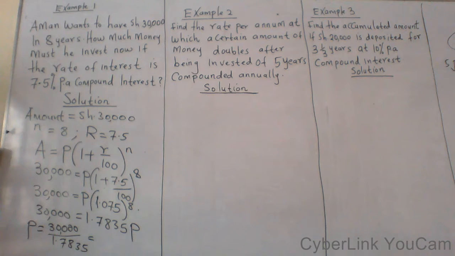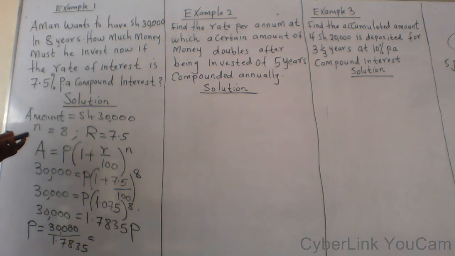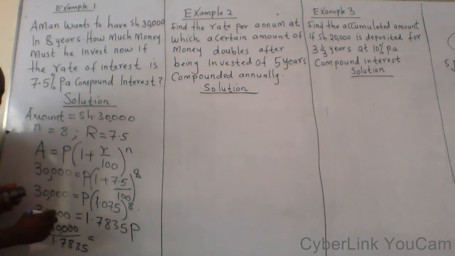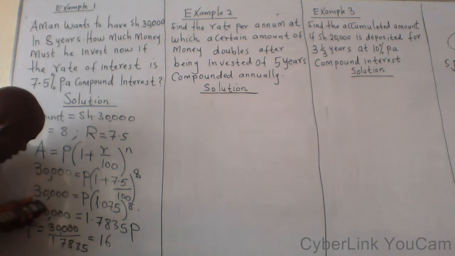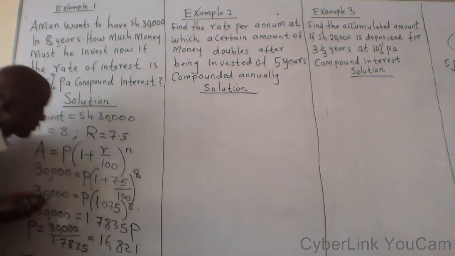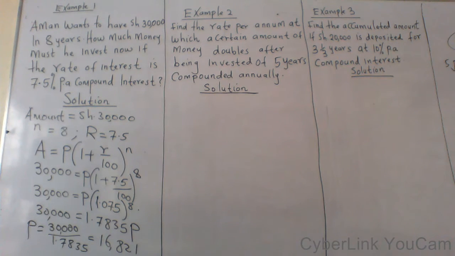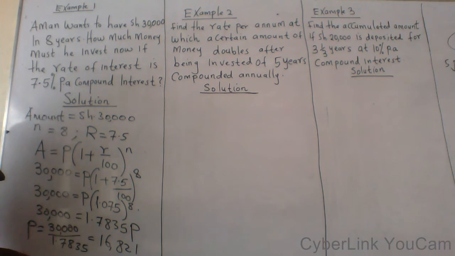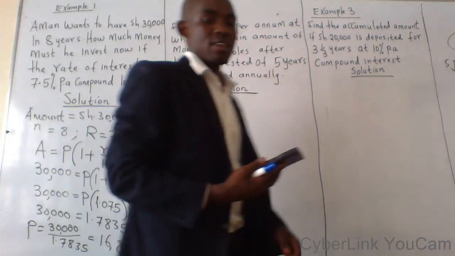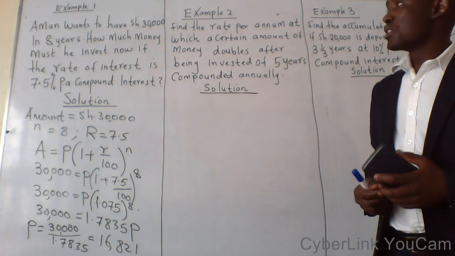That is 30,000 divided by that answer, and you will get your answer 16,821. That is the amount of money that you need to invest as the principal. So our principal becomes 16,821 that you need to invest.